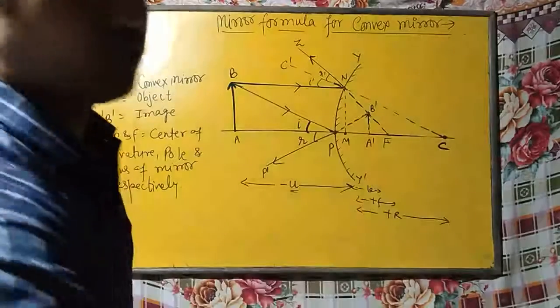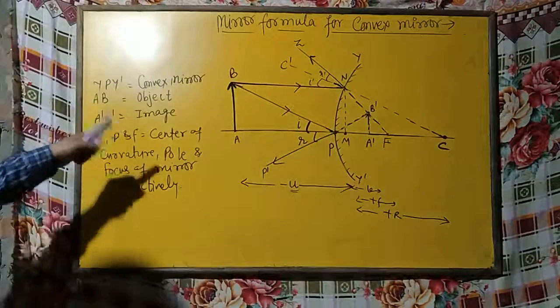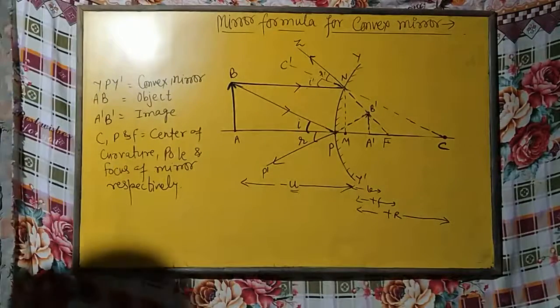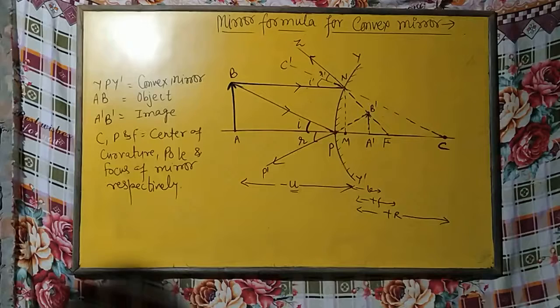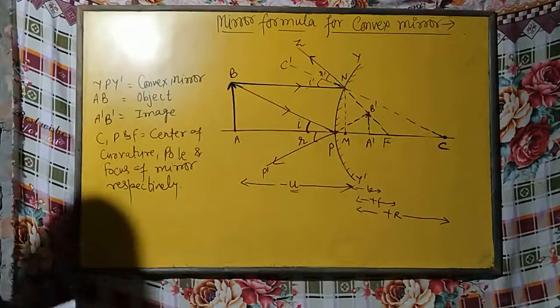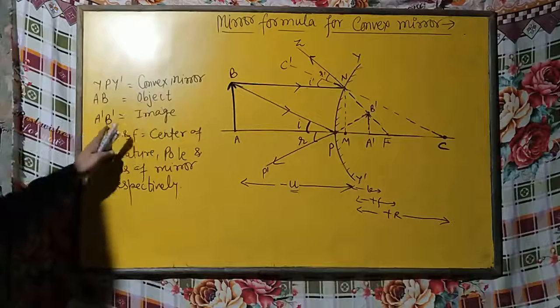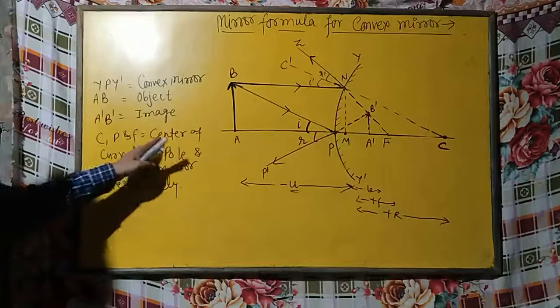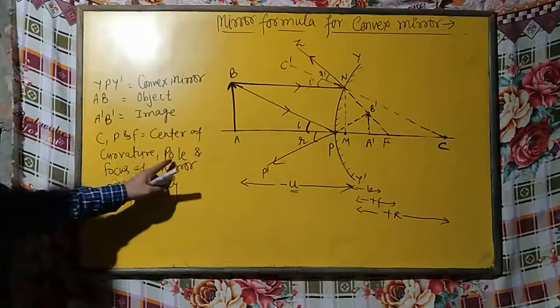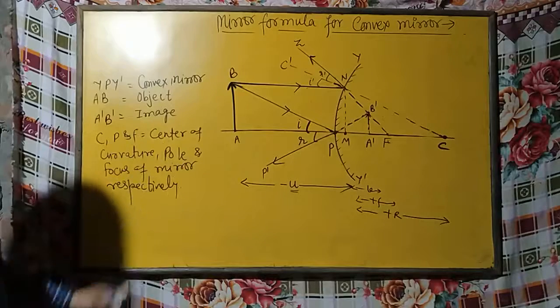Okay, so I am going to erase these things because we are now ready to proceed for the derivation of this formula. So YPY' is the convex mirror, AB is the object, A'B' is the image, C, P, F are the center of curvature, pole and focus of the mirror respectively. Okay.